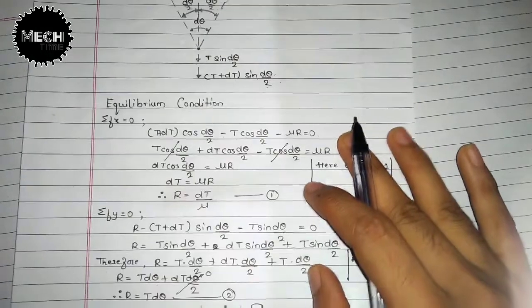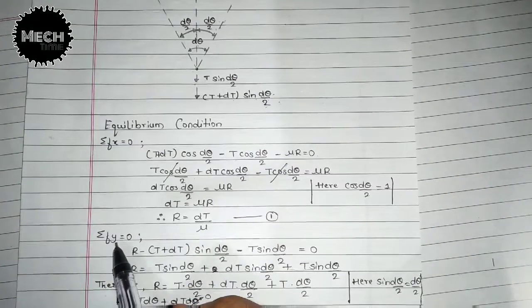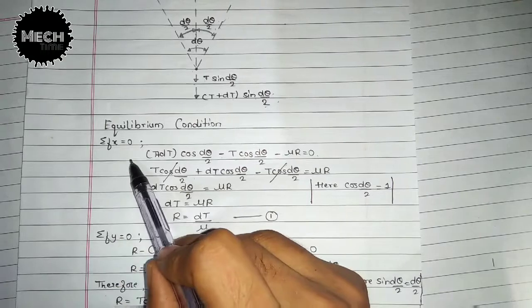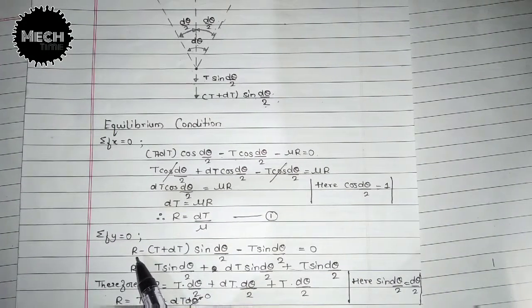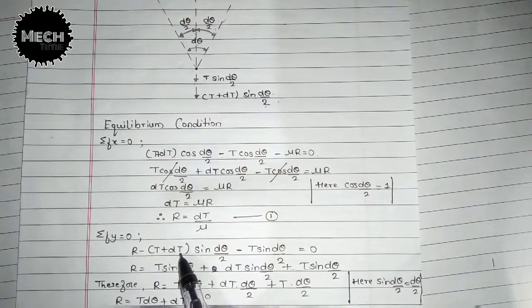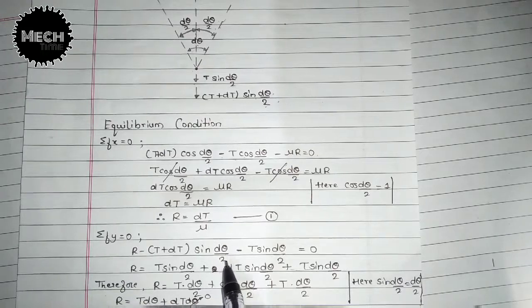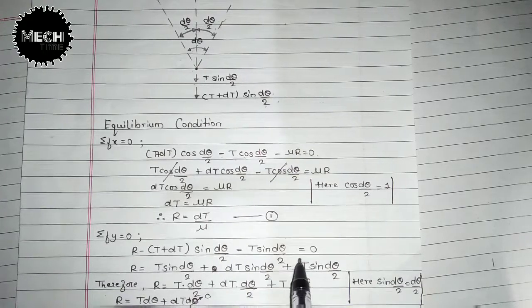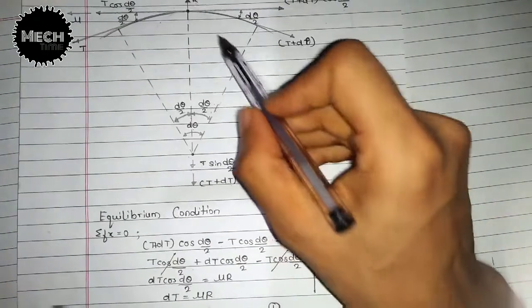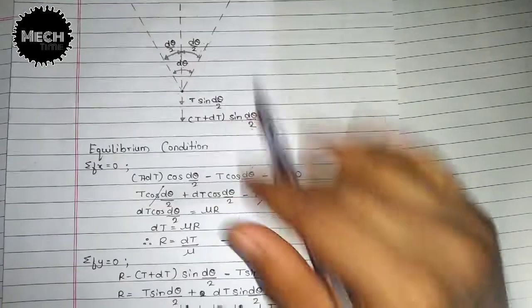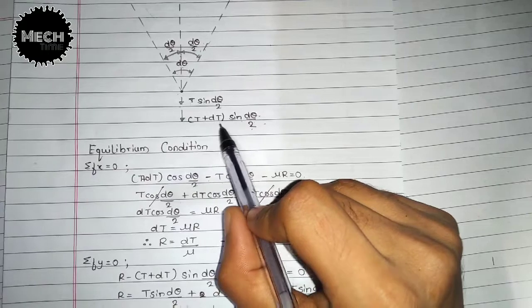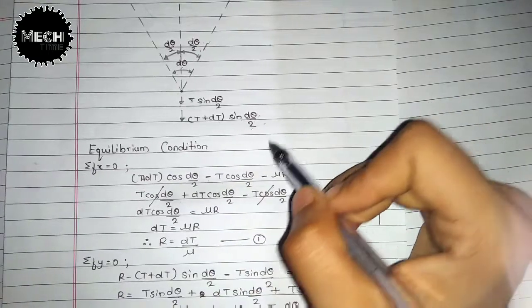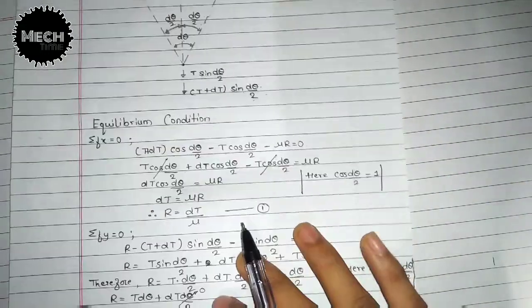Now we need to know summation Fy is equal to 0. We have found summation Fx is equal to 0. Similarly, we go with summation Fy is equal to 0. Then R minus t plus dt sin d theta by 2 minus t sin d theta by 2 is equal to 0. So this is the reaction R, minus t sin d theta by 2, minus t plus dt sin d theta by 2, is equal to 0.